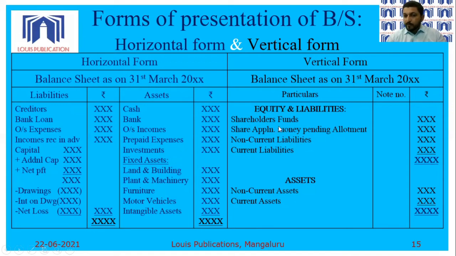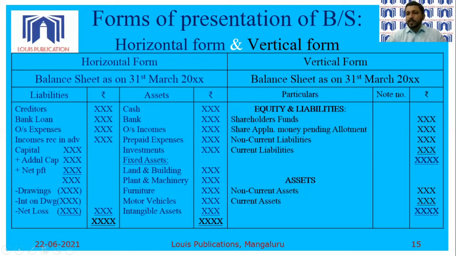So remember, in the horizontal form fixed liabilities are last, and here in the vertical form share capital is first. Similarly, current liabilities were recorded first in the horizontal form, and here they are recorded at the end, just the reverse, because the next slide will speak about that. So current liabilities are written at the end in vertical form.